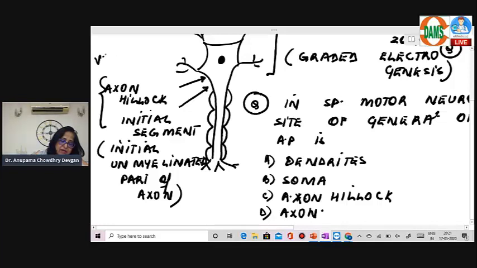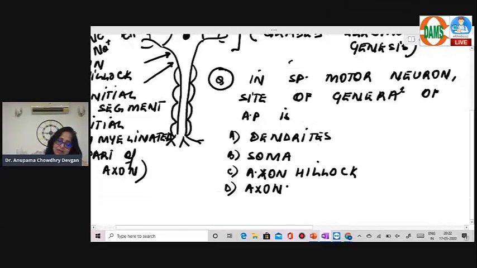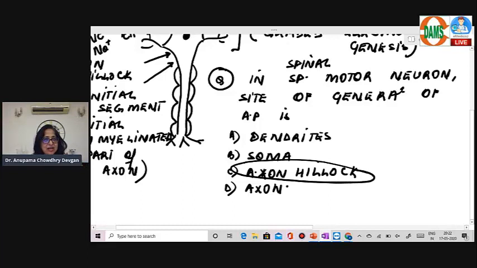These areas have a very high concentration of sodium channels. These two areas, the axon hillock and the initial segment, have a very high concentration of sodium channels. So the question is, in a spinal motor neuron, the site of generation of an action potential will be the axon hillock. Why axon hillock? Because the axon hillock has a very high concentration of sodium channels per unit area.